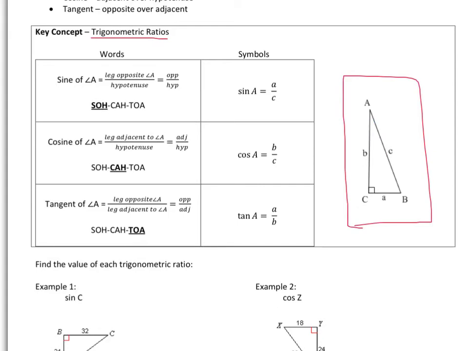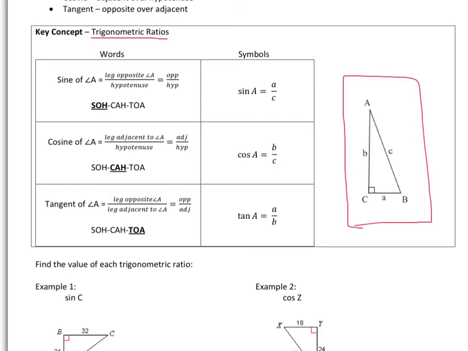Now, the right angle C is an angle that we never do trig with. So C is off the table with respect to doing sine, cosine, and tangent. With sine, cosine, tangent, we're either going to use the angle A or B, meaning do not use the right angle.